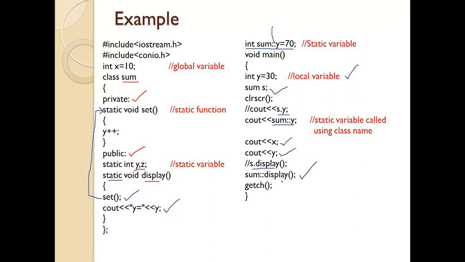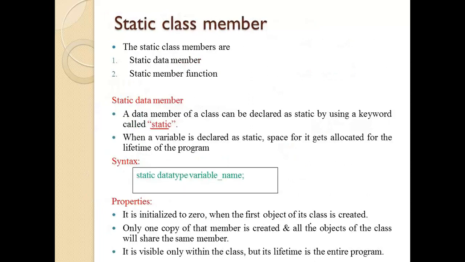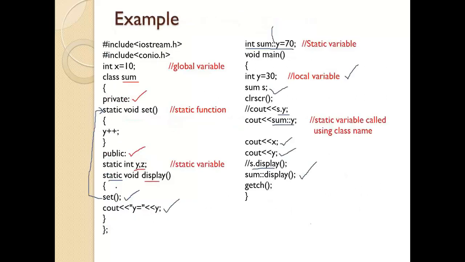So this is one example for static class members. We have seen static class members. The static class members are the data member and the member function. The static data member and the member function will be preceded by the keyword static, and they have some properties and their own syntax. I have shown you the example. Now let me show you an execution part for the static class members.